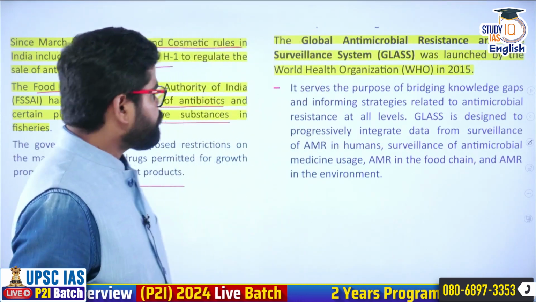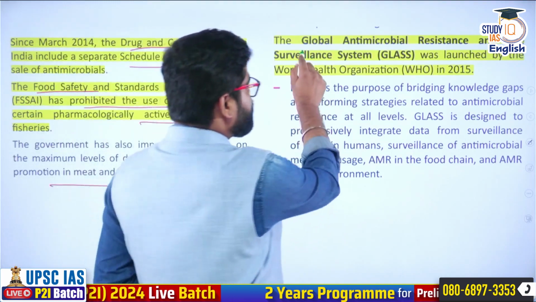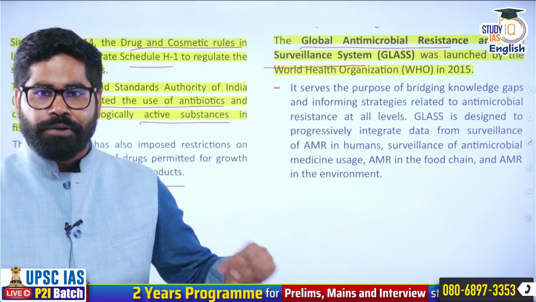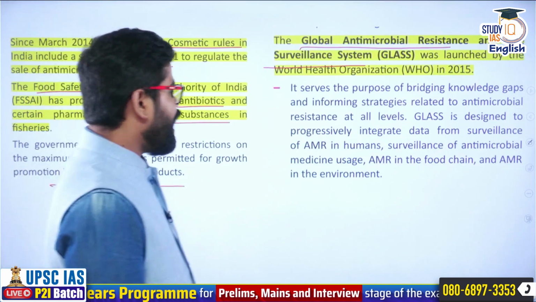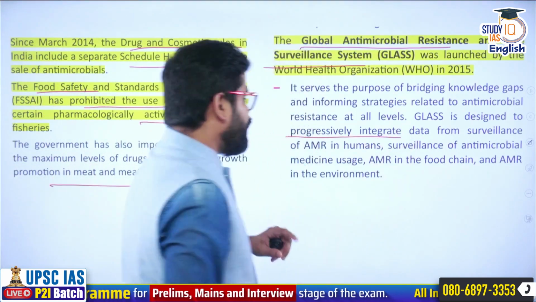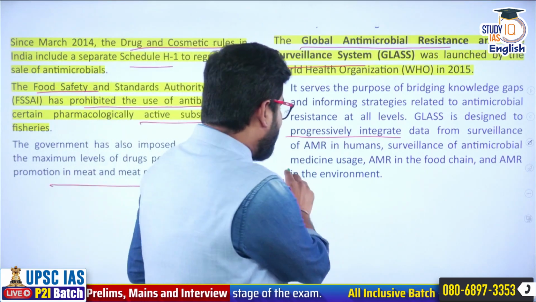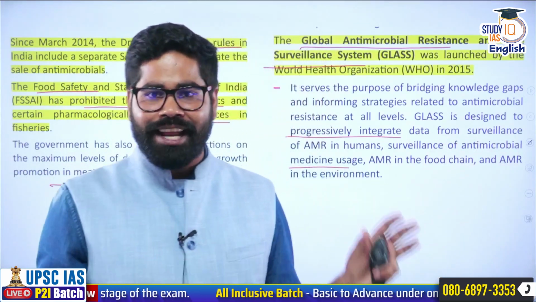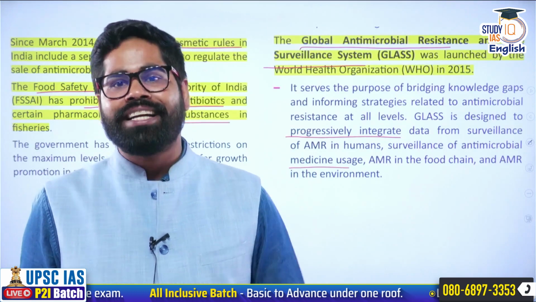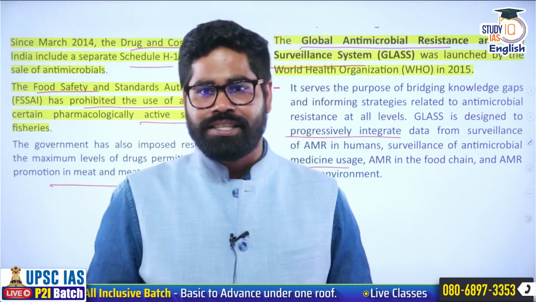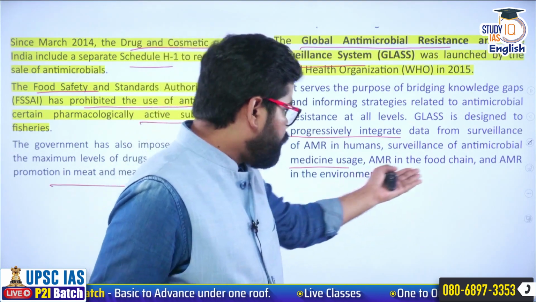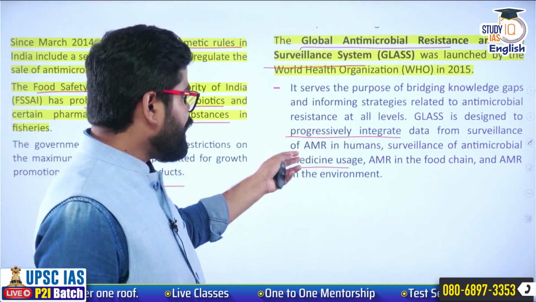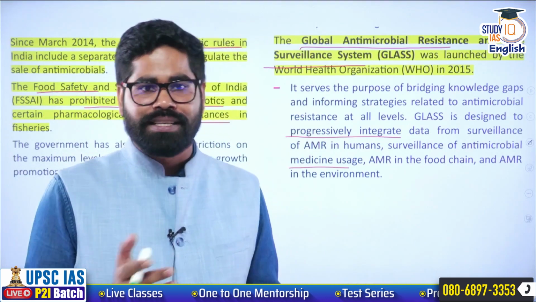Then at the global level, we have the Global Antimicrobial Resistance and Use Surveillance System. It was launched by the World Health Organization in 2015, and it is integrating data from surveillance of AMR in humans and then medicine use, AMR in the food chain, and AMR in the environment. So it is collectively looking at the entire ecosystem: what is the prevalence of antimicrobial resistance along the food chain and in the environment, what is the antimicrobial medicine use, and at the same time surveillance of antimicrobial resistance in humans as well.